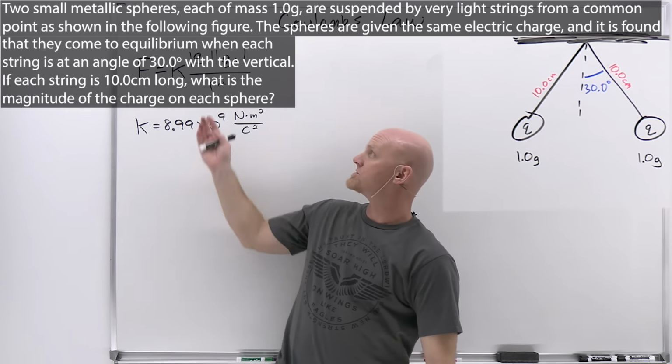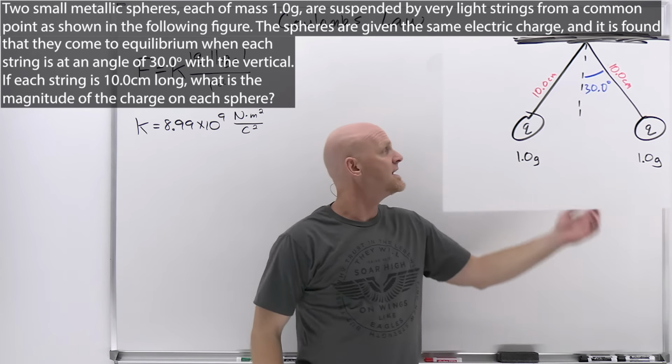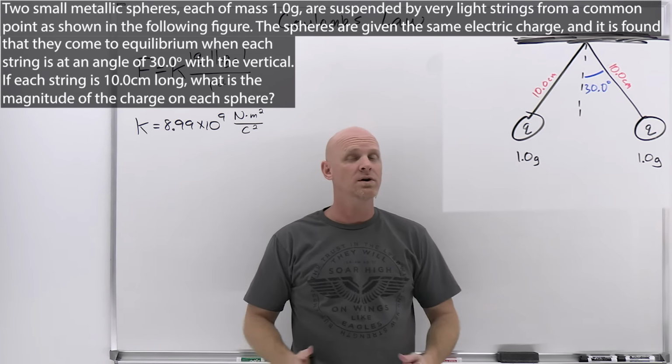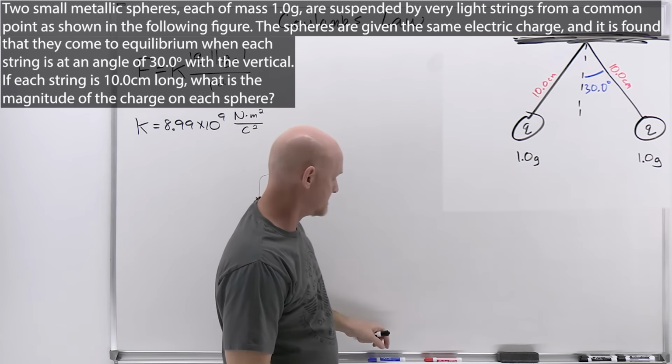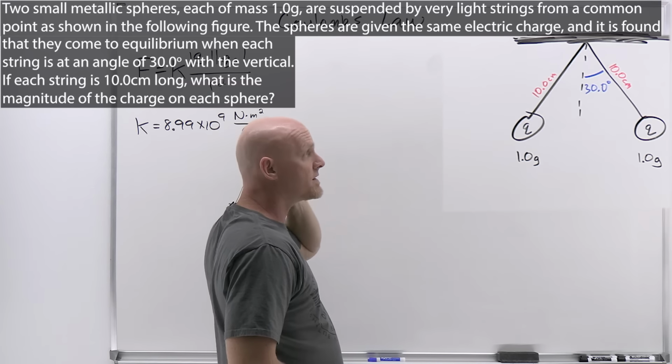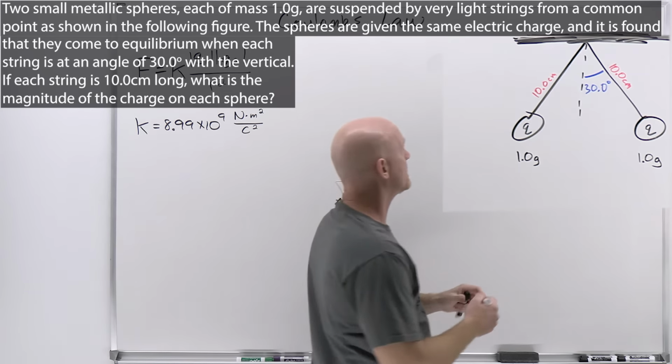Now when we set up Coulomb's law, we usually have Q1, Q2, but because these have exactly the same magnitude of charge, I'm just going to generically use Q, which makes this just a little bit easier problem. So, all right, let's start with a free body diagram here. We can choose either one of these since they're identical. And I'll do the one on the left here.